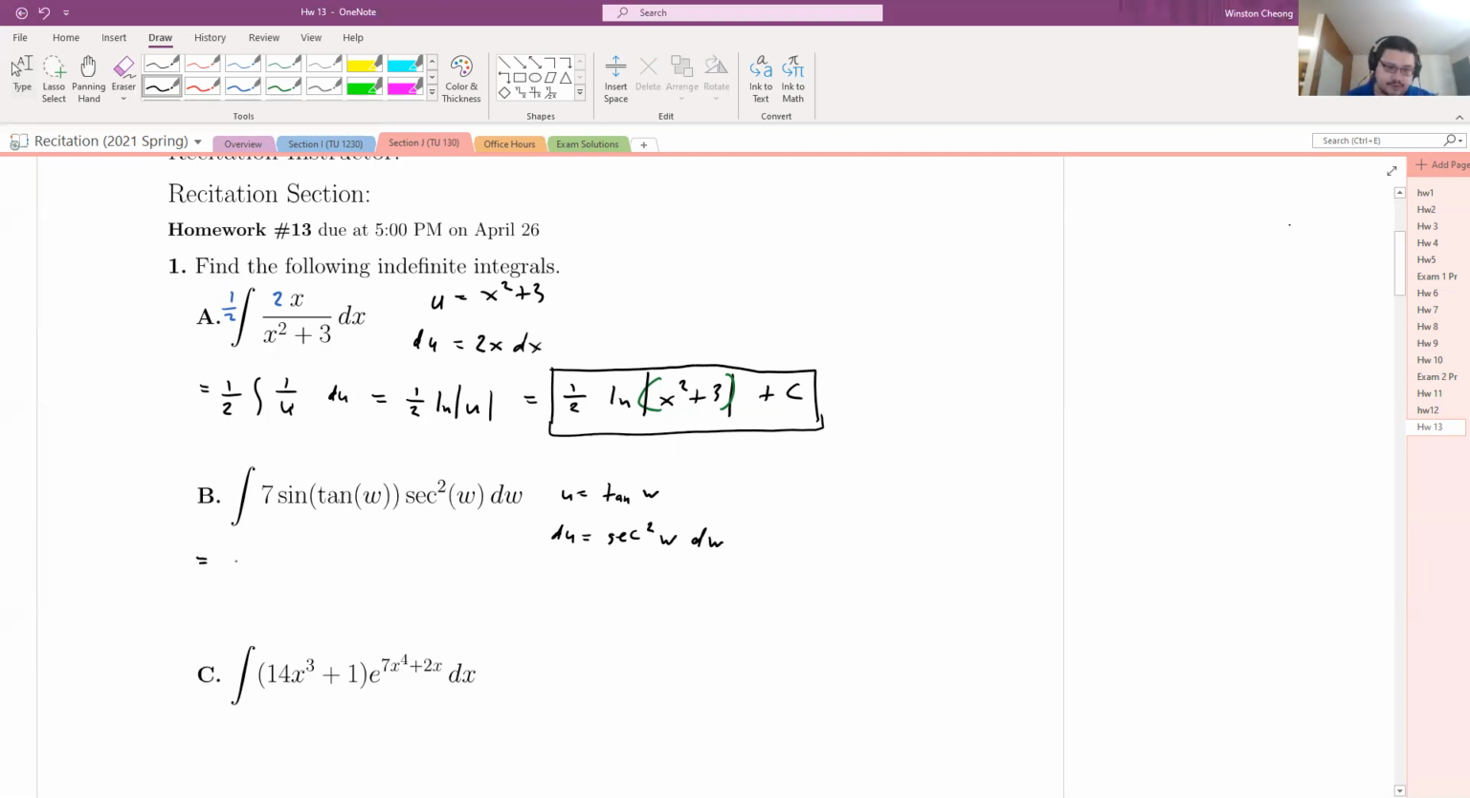And so when you perform the u sub, I think I can pull the 7 out. So you'll have sine of u du. That'll be the result of performing the u substitution. And so integrating this, you get -7 cosine of u. And then we can back substitute: -7 cosine of tangent of w. And then tack on the plus c at the end.